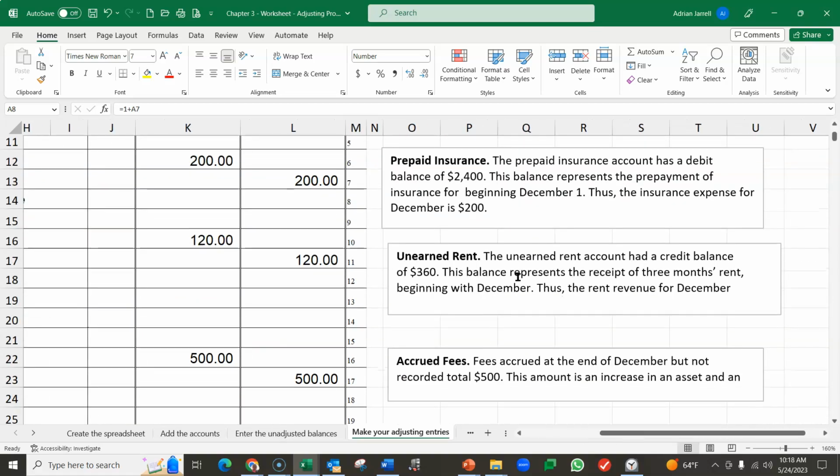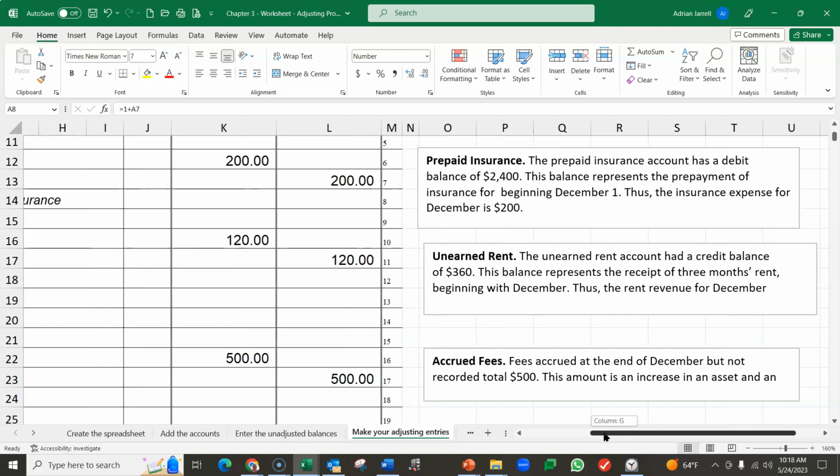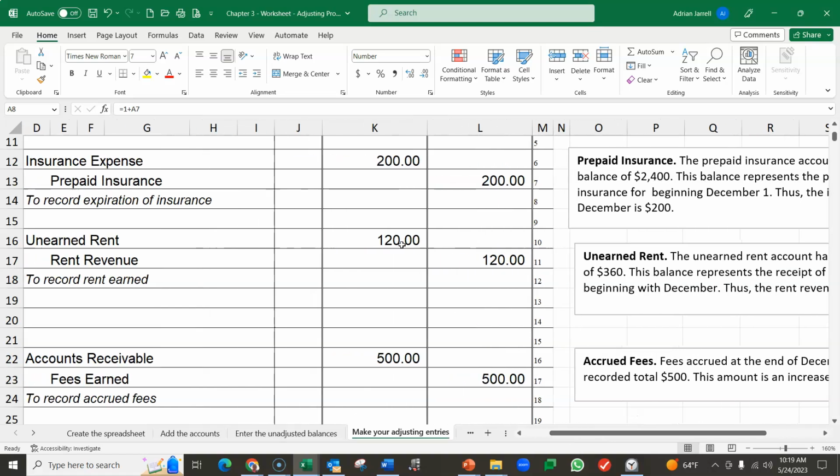Unearned rent had a credit balance of $360. It represents 3 months rent. So I'm going to say 360 divided by 3 is $120 a month, beginning with December. So we have 1 month of rent revenue: debit unearned rent, credit rent revenue for $120.